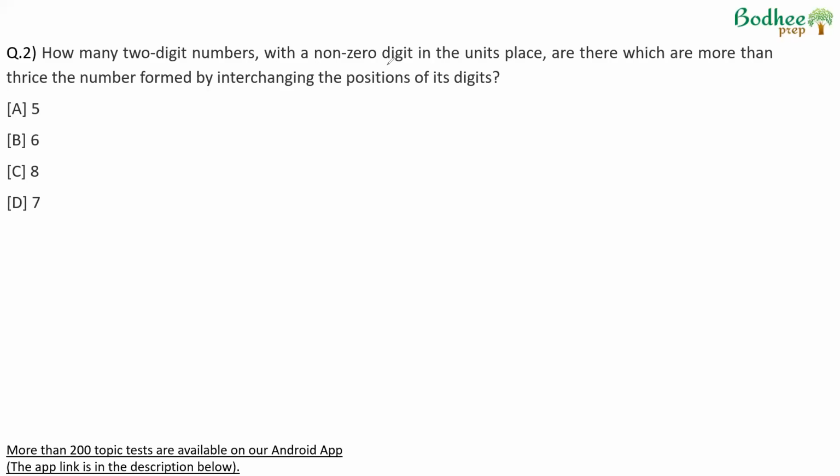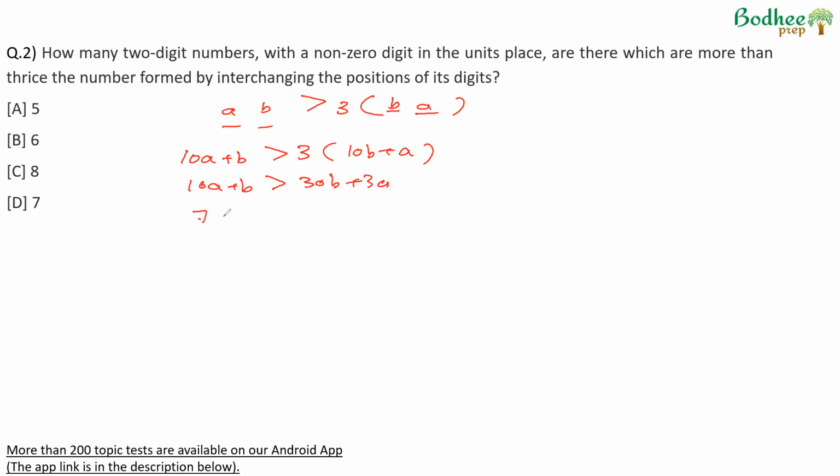How many 2-digit numbers with a non-zero digit in the units place are more than thrice the number formed by interchanging the position of the digits? So if our number is AB, it is more than 3 times the number formed by interchanging the digits, that is 3 into BA. Now the value of this number will be 10A plus B, which is more than thrice of 10B plus A. This gives us 10A plus B is greater than 30B plus 3A, so 10 minus 3, 7A is greater than 29B.